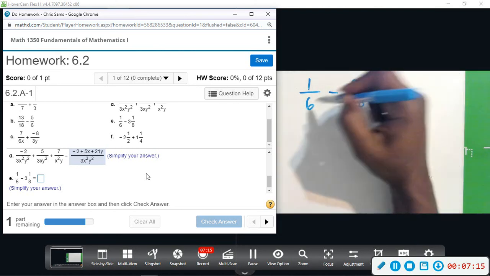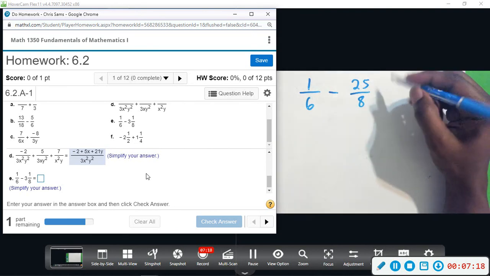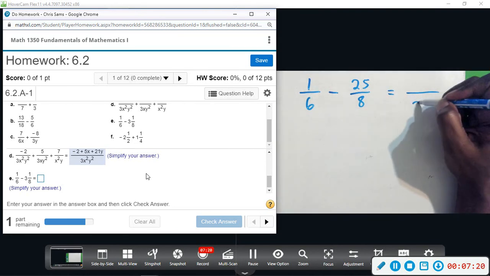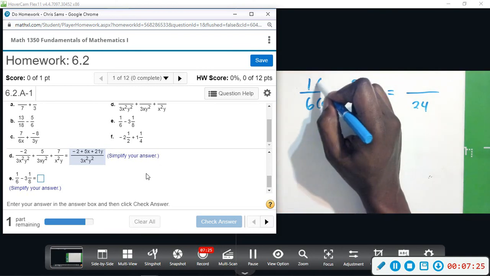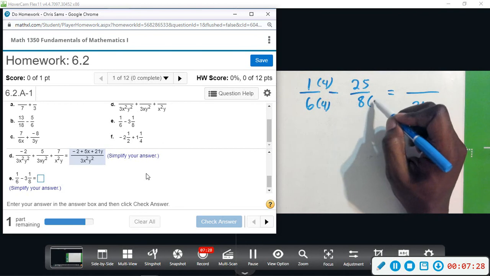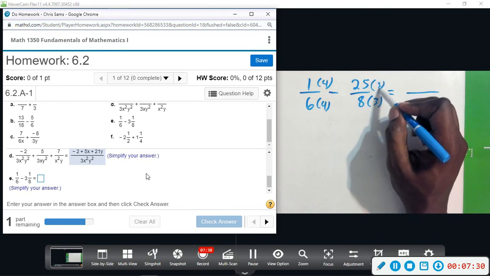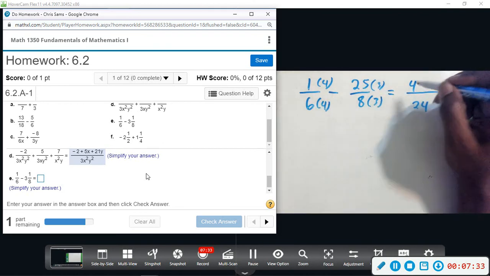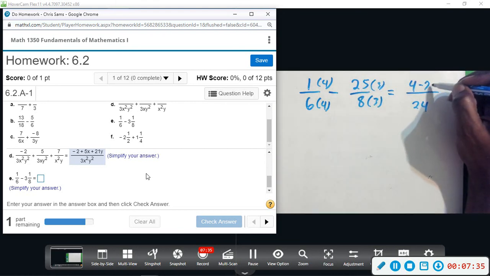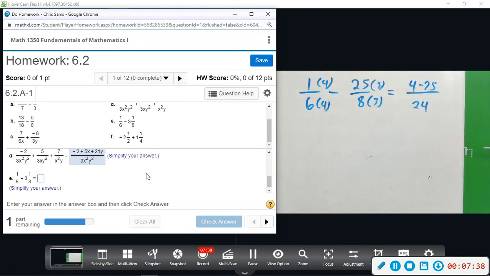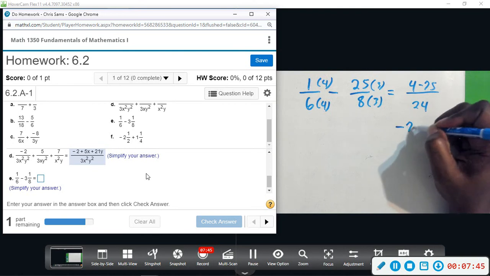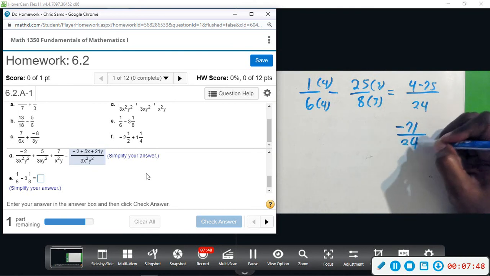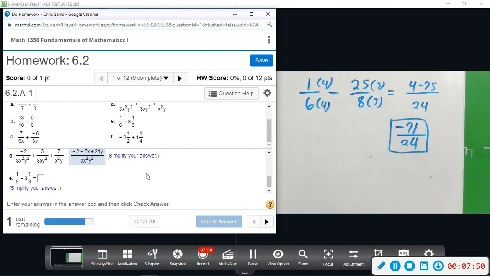And then the common denominator between 6 and 8 would be 24. So we would have to multiply by 4. 6 times 4 will give us 24. And 8 times 3 will give us 24. So this will give us 4 minus 75. And this would give us negative 71 over 24. And we can leave it as an improper fraction.